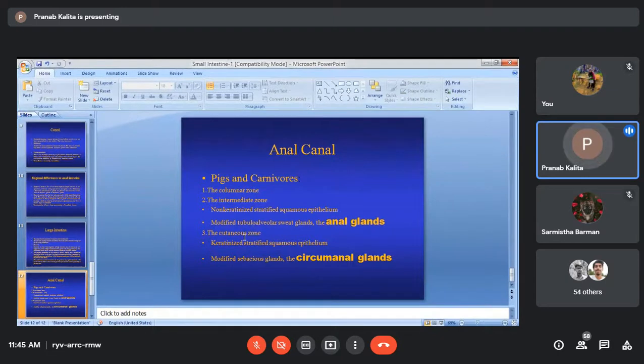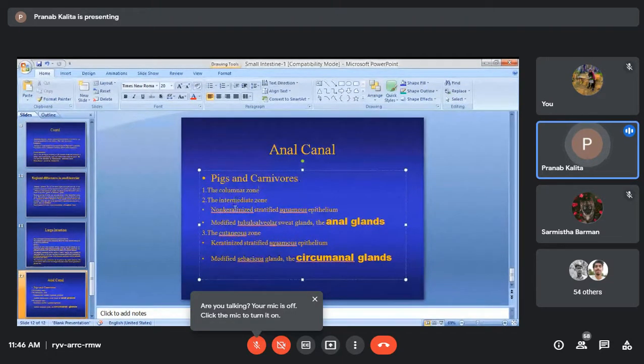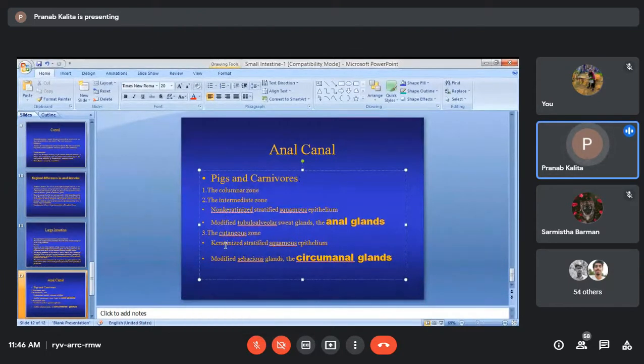And the cutaneous zone epithelium is the same as the columnar and intermediate zones, stratified squamous epithelium, but here it is keratinized. In the columnar and intermediate zones, it is non-keratinized, but in the cutaneous zone, it is keratinized stratified squamous epithelium. And here in the cutaneous zone, you will find a modified sebaceous gland. It is called the circumanal gland. See the difference of the glands, anal gland and circumanal gland. Where you will find the anal gland, where you will find the circumanal glands. What is anal, what is circumanal?